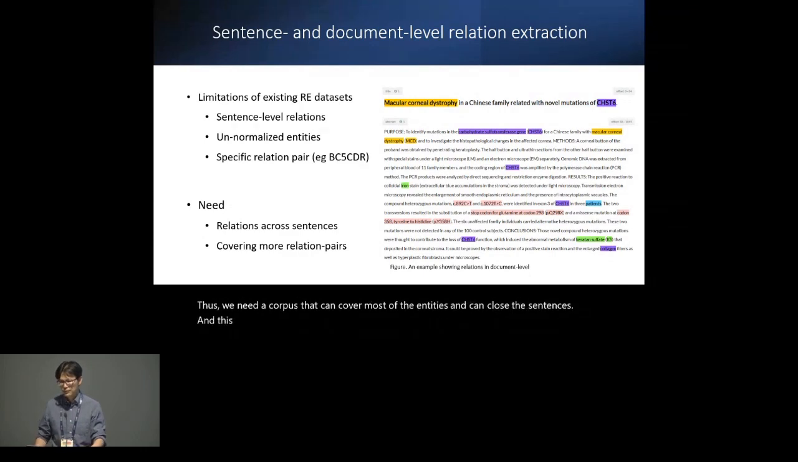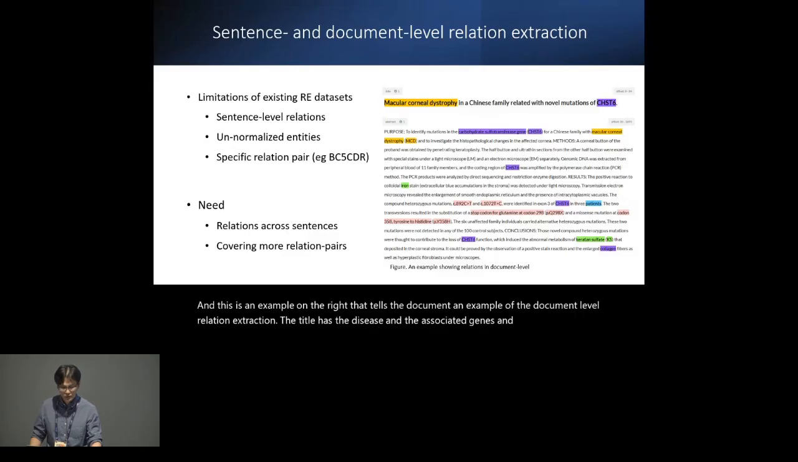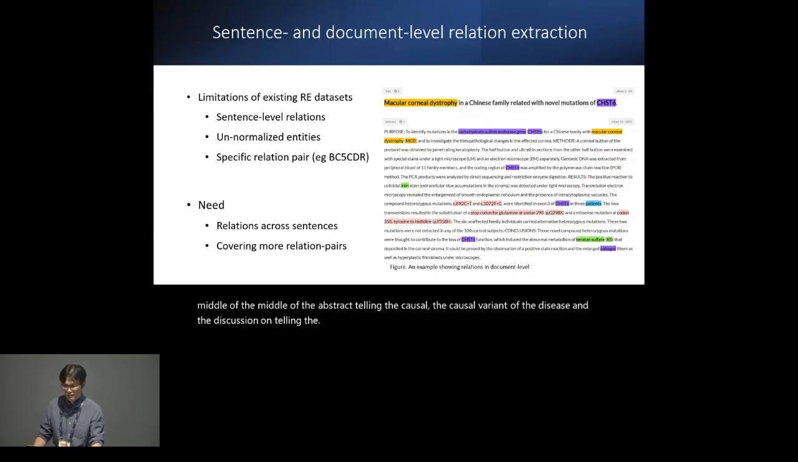And this example on the right shows document-level relation extraction. The title has the disease and the associated genes. The middle of the abstract tells the causal variant of the disease. And the discussion describes the abnormal metabolism in the last sentence of the abstract. That's very difficult for relation extraction if those entities are very far from each other.